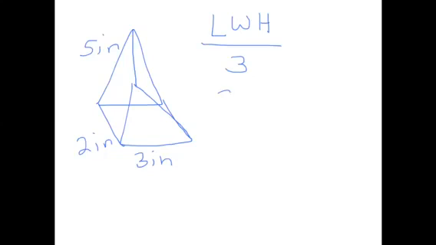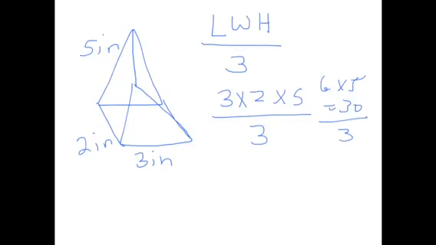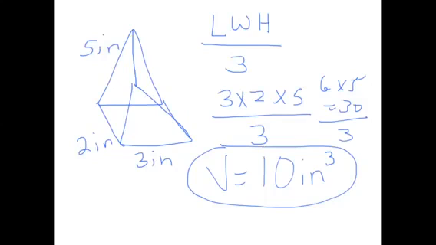So we'll do 3 times 2 times 5, and we'll divide all of this by 3. So 3 times 2 is 6, times 5 is 30, and divide that by 3, and we have the volume of the pyramid equals 10 inches. Now remember, we're still in volume, so we put cubed. And here's the volume for a pyramid.